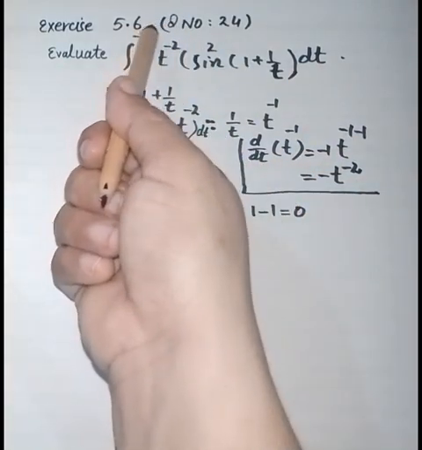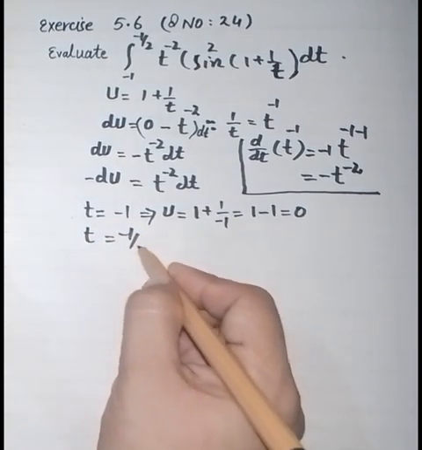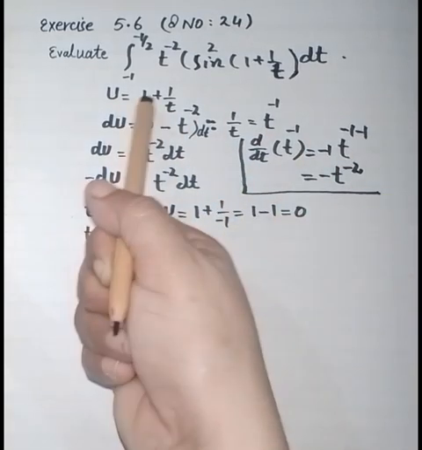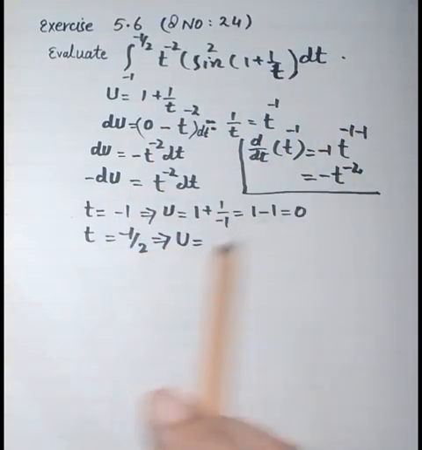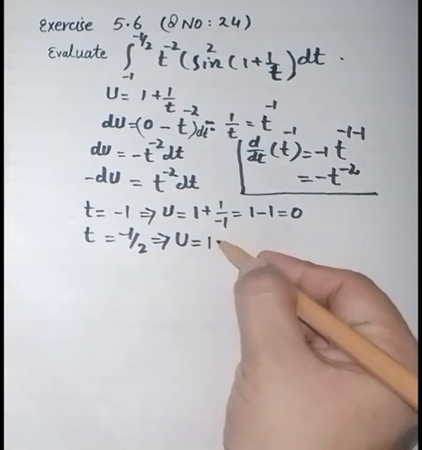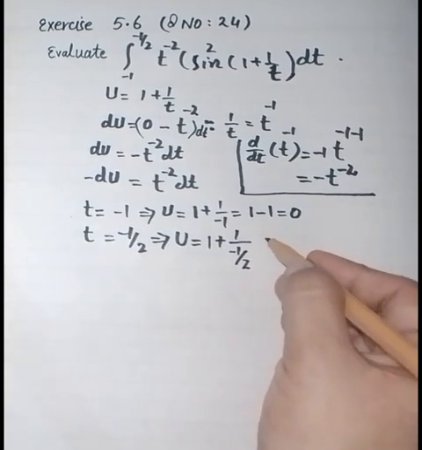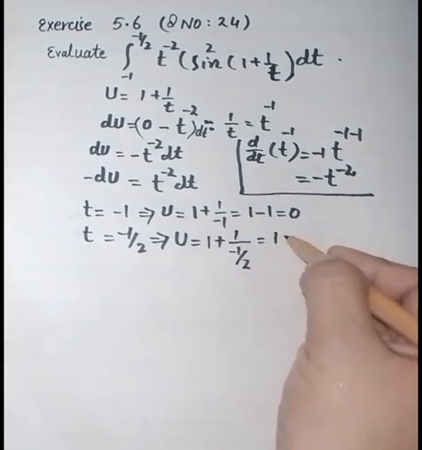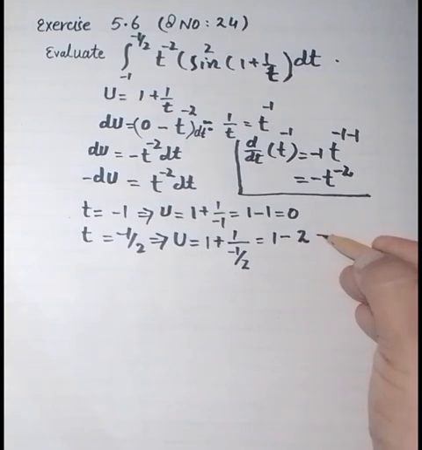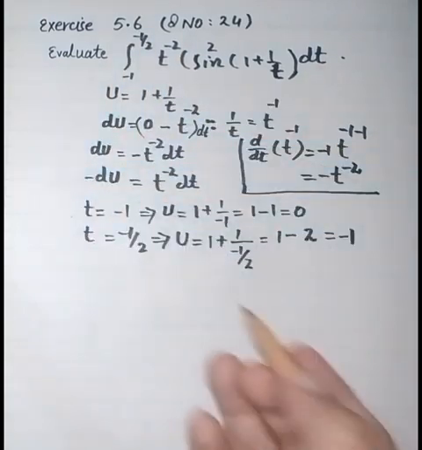Now let's see for the upper limit. When t is equal to minus 1 by 2, then what will be the value of u? We have u is equal to 1 plus 1 upon t. So t is minus 1 by 2, here we will put the value of t, then u is 1 plus 1 divided by negative 1 upon 2. By simplifying, 1 minus 2 is equal to minus 1. So the upper limit will be minus 1.